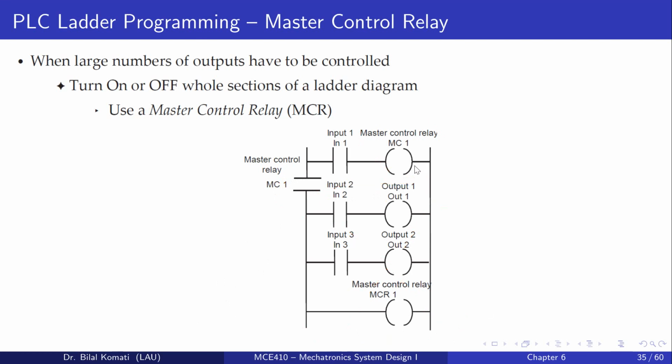So if we have one input that will control most of the other values, we can use the master control relay. One practical example is the emergency button that is used in machines. The emergency button usually can switch on or off all the devices, so it can switch them off if we have an accident. So we can use the master control relay to control, for example, an emergency button.